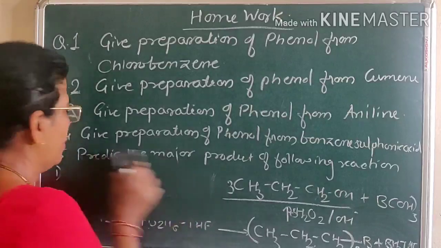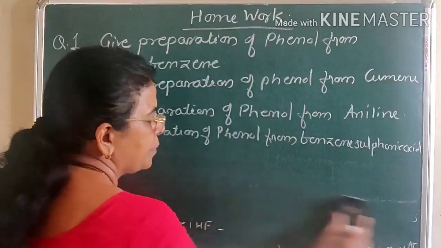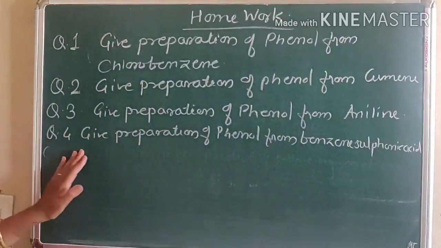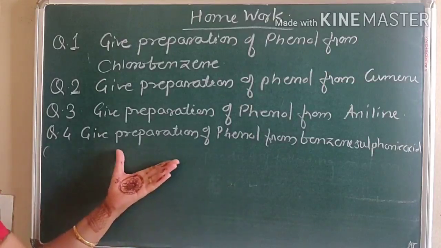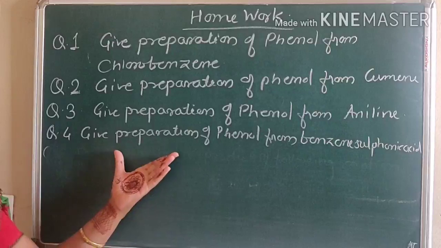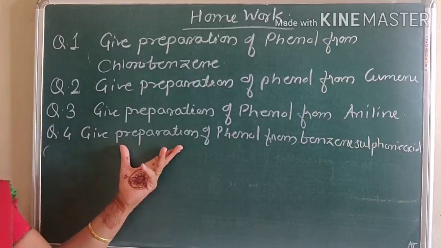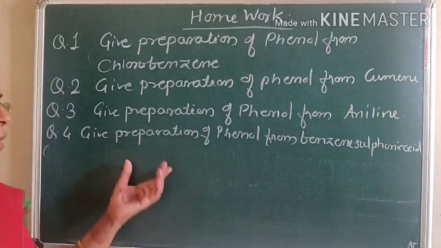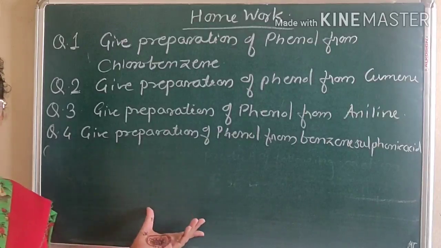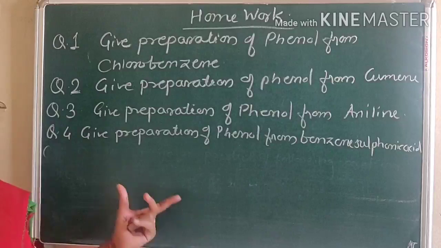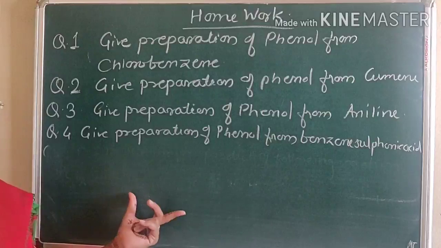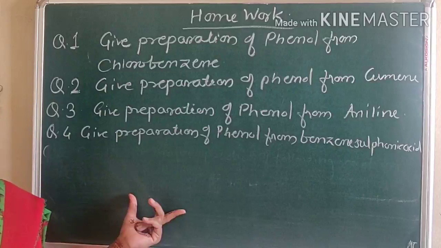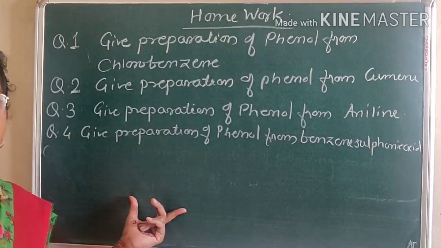Now, next question. This one: give preparation of phenol from benzene sulfonic acid. This preparation we have seen last time, and you can easily prepare phenol by using benzene sulfonic acid. First, benzene sulfonic acid undergoes neutralization to give sodium benzene sulfonate, and this sodium benzene sulfonate is then fused with NaOH. Then it is converted into sodium phenoxide, and sodium phenoxide on treatment with acid hydrolysis gives phenol.